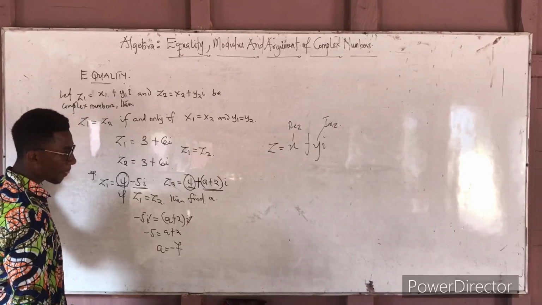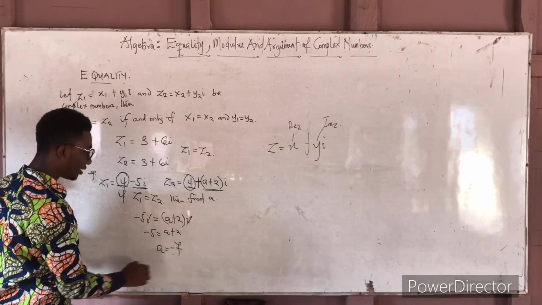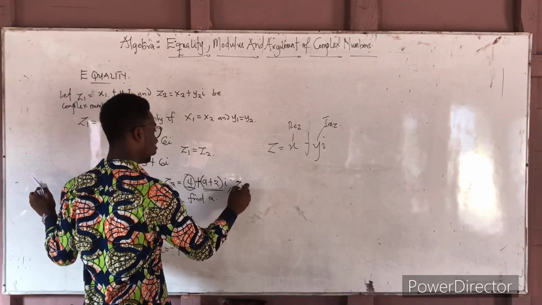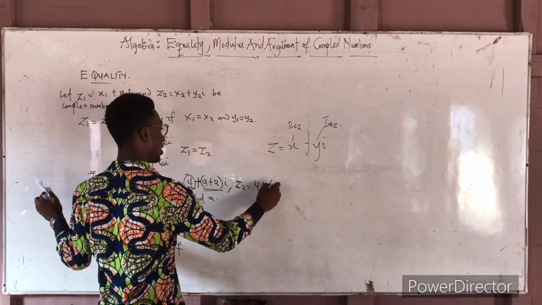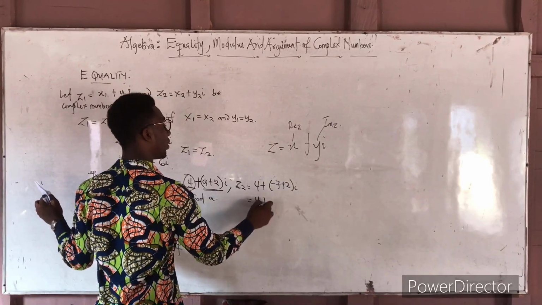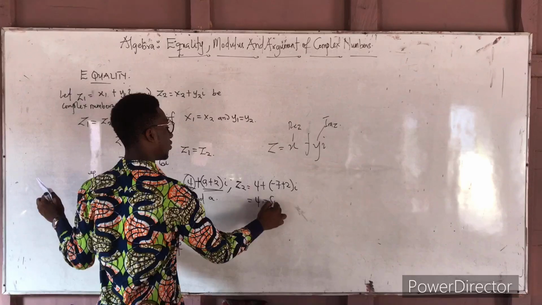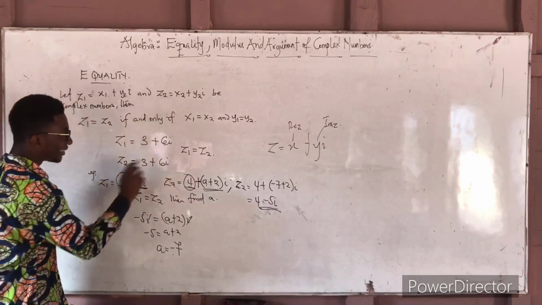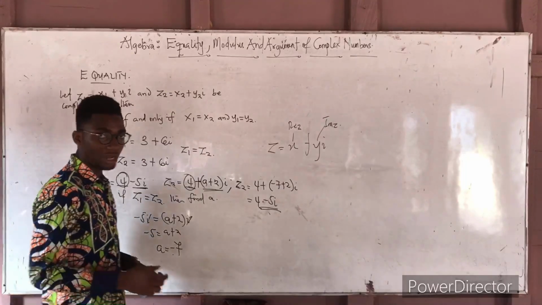Negative 7. So if a is negative 7, and you put the negative 7 here, you get z2 as 4 plus negative 7 plus 2i. And that will finally give us 4 minus 5i, the same as what? As z1. So this is the condition for equality.